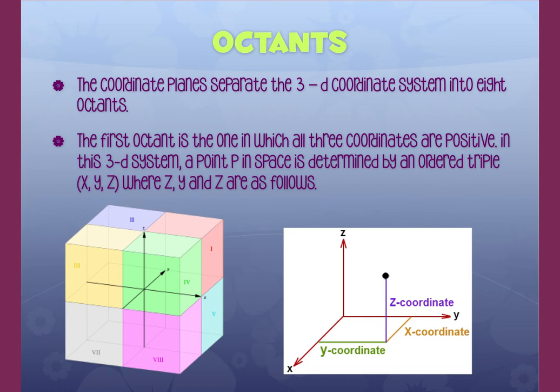The first octant is the one in which all 3 coordinates are positive. So our first octant would be where there's a positive x, a positive y, and a positive z. You don't really need to know this. I'm not going to question you on that. But you need to know how to plot a point on this system. And your ordered triple, instead of a pair now, is going to be x, then y, then z, always in that order.